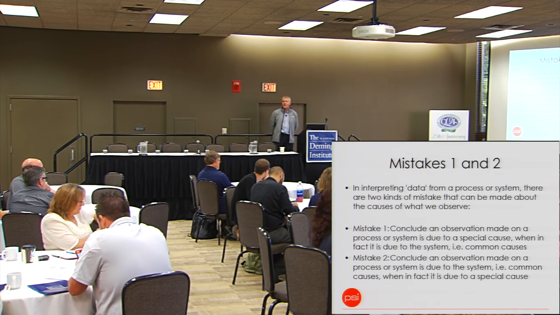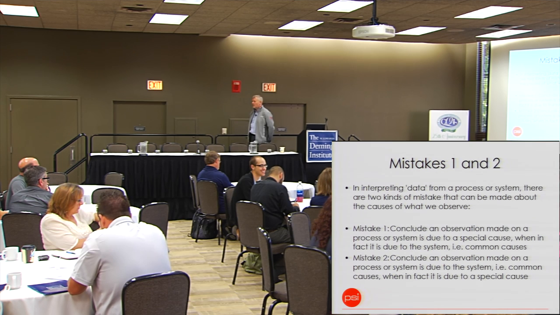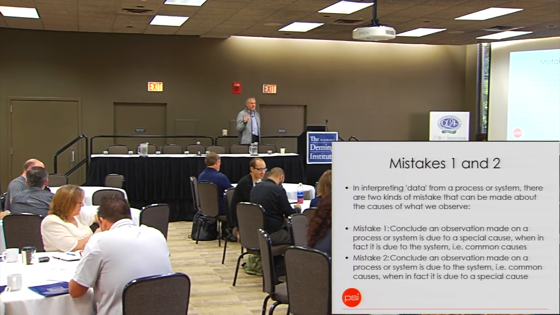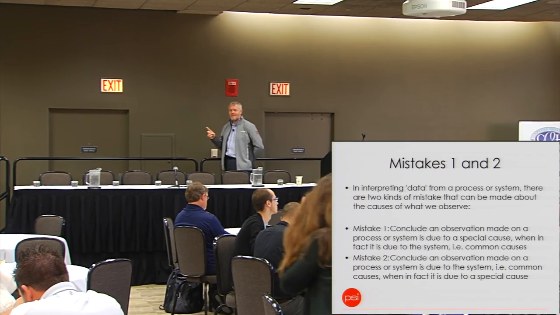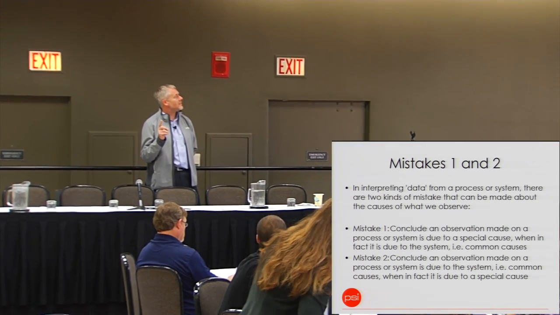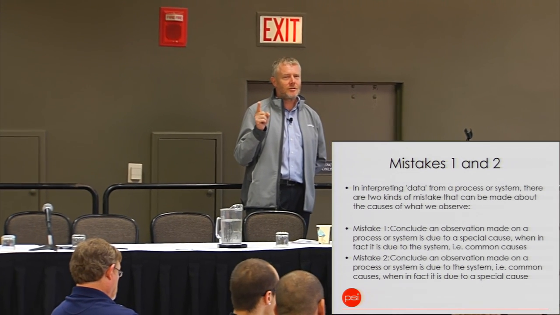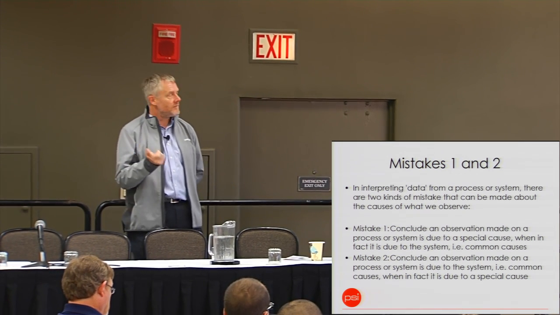I don't know, how many people have read The Fifth Discipline? Okay, so you may be familiar with it. The subtitle of that book is Art and Practice of the Learning Organization. And so Senge talks about a number of learning disabilities in that book, and one of those learning disabilities is focus on events. Does that look like either one of those mistakes? Looks pretty similar to mistake one, right? That everything's a special cause, so you're always treating every particular event as if it's special.